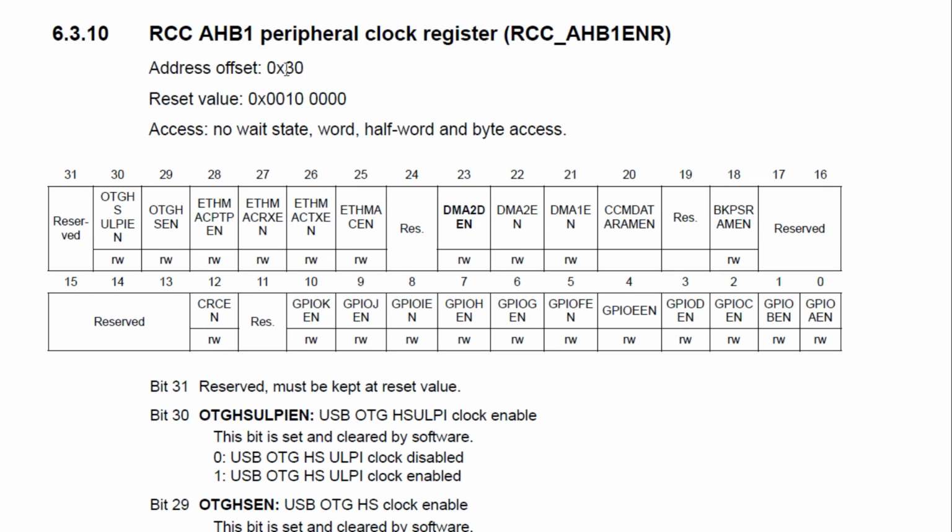And if you look at the address offset, it's address offset hex 30. So our base address was 4002 3800. So the address of this register is 4002 3830. Now this register is like a breaker box in your house, your electrical breaker box.